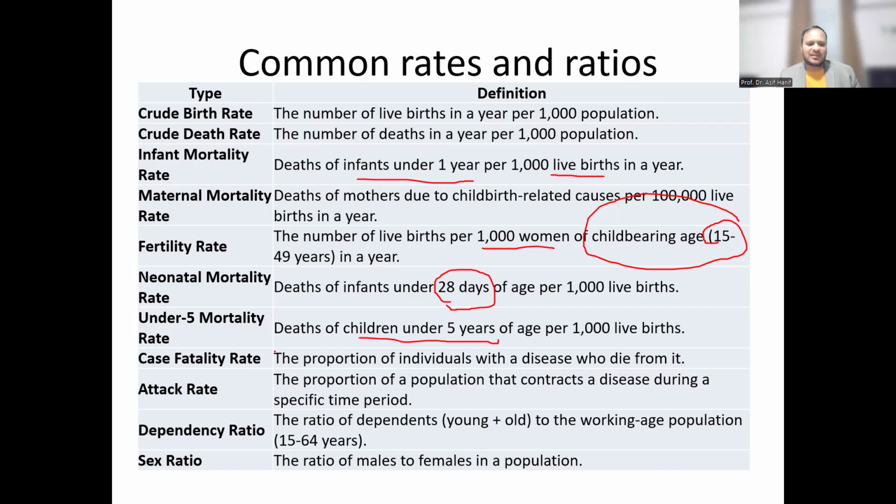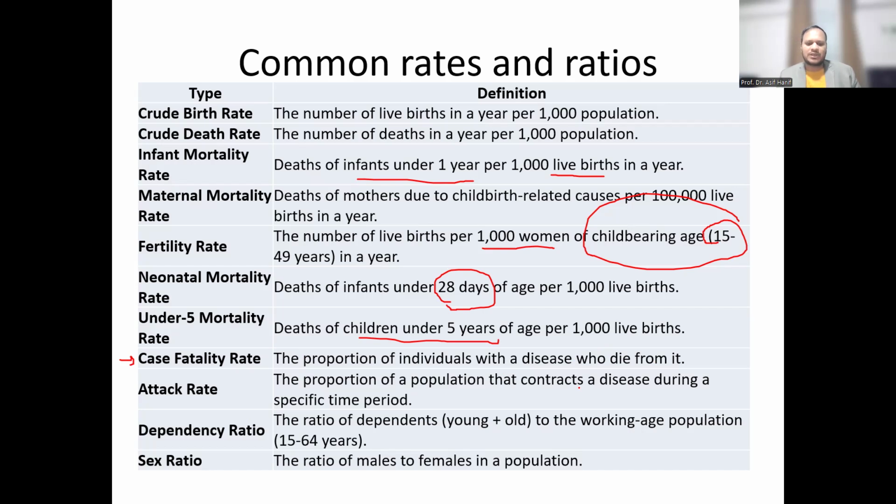Case fatality rate: the proportion of individuals with a disease who die from it. For example, from cancer, so the proportion of individuals with cancer who died. Attack rate or disease rate: the proportion of the population that contracts a disease during a specific time period.